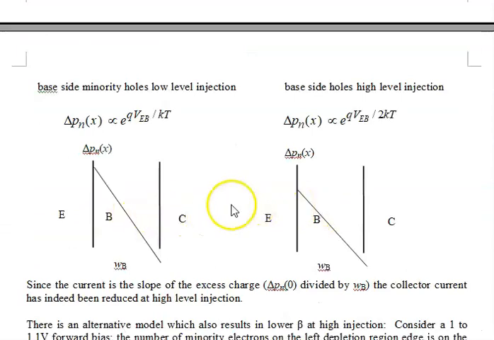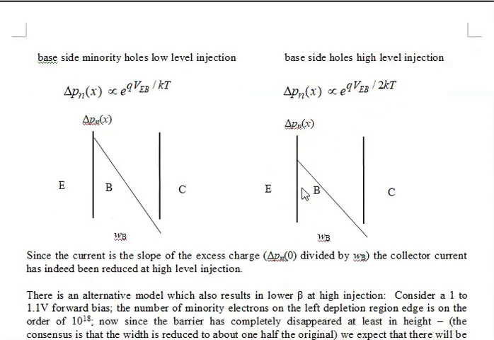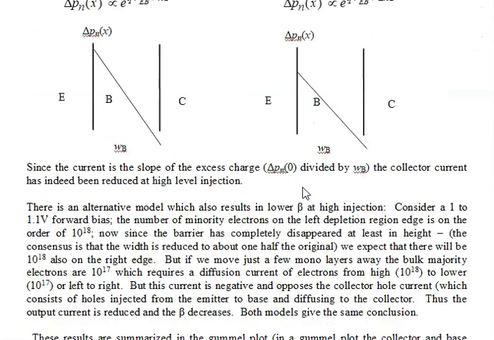And this is illustrated by this diagram here. For low-level injection, the number of injected minority carriers, or the minority carrier concentration, goes like VEB. In very high-level injection, it goes like VEB divided by 2kT. So the increase goes down, and that is something which we see. It's observed, the model predicts it, and the model is correct.